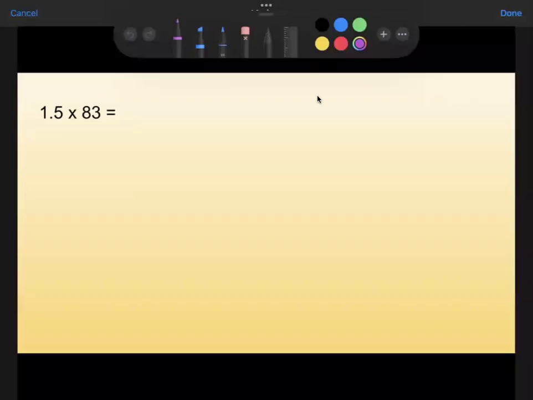Okay, here is our next example. I'm going to be multiplying 1.5 times 83. So again, I'm going to ignore this decimal here and just rewrite this as 15. So if I take the decimal out, 1.5 becomes 15. Since those are both two-digit numbers, it doesn't matter which one I put on top. So I'm going to put 15 on top and 83 on the bottom here. Again, if you like to multiply big numbers in a different way, please feel free to do so. I'm just doing standard algorithm for this video.